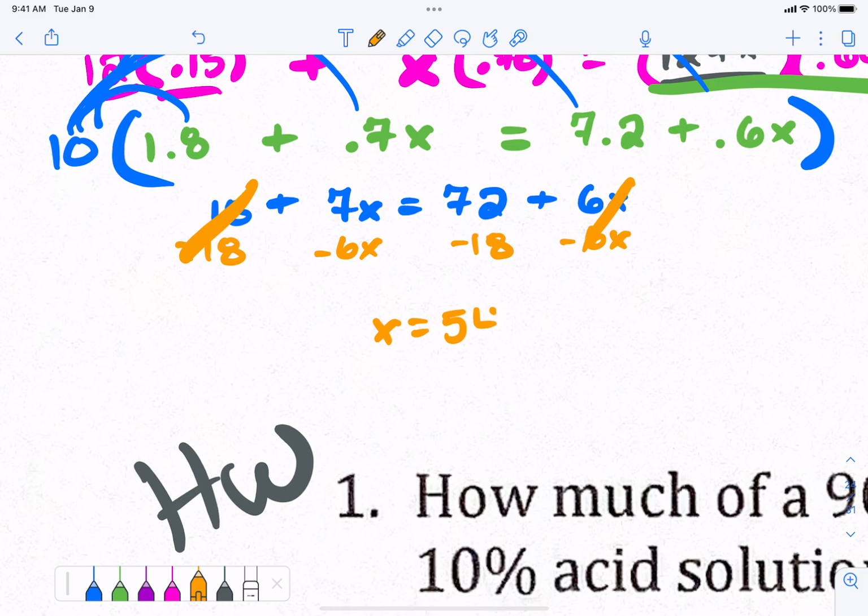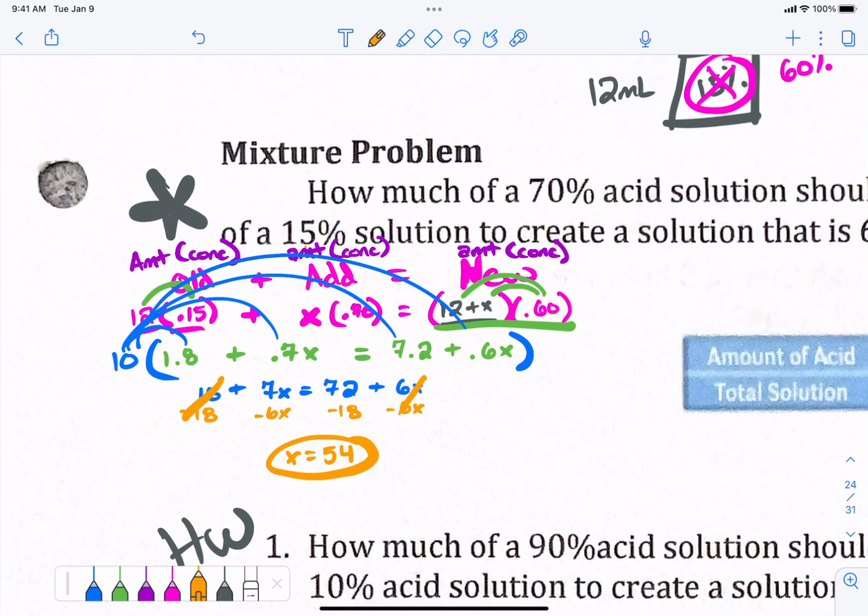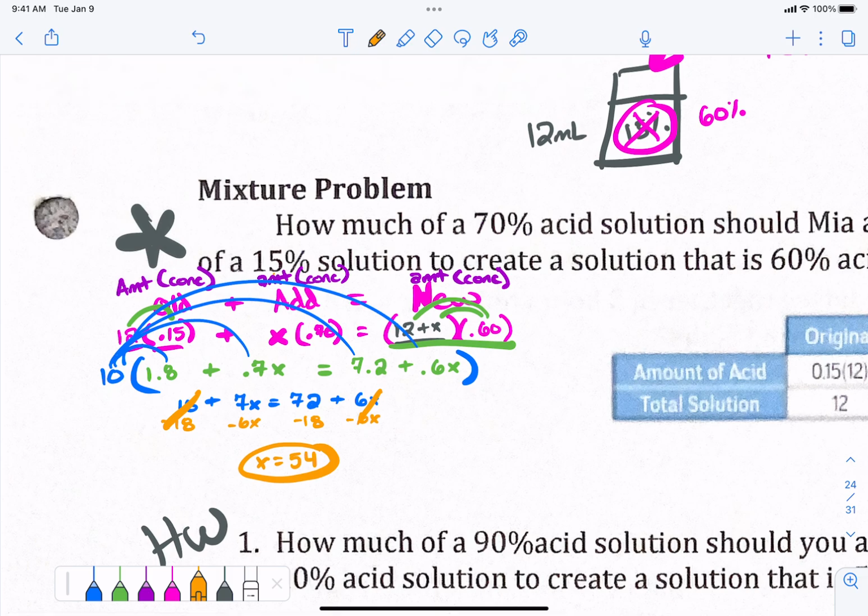54. Yeah, 54. What does that mean? That's the new amount. That's what you have to add. We started with 12 milliliters. Why do we have to add so much to have it to 60? We're going from 15% to 60%. That's quite an upgrade, right?